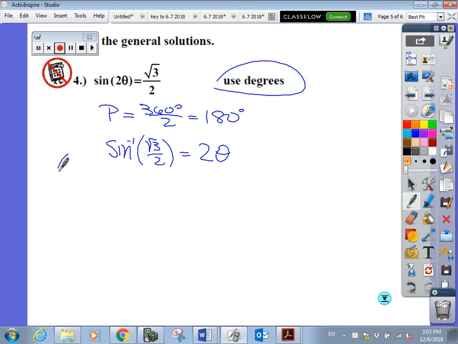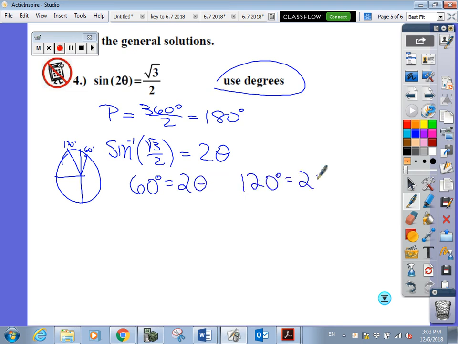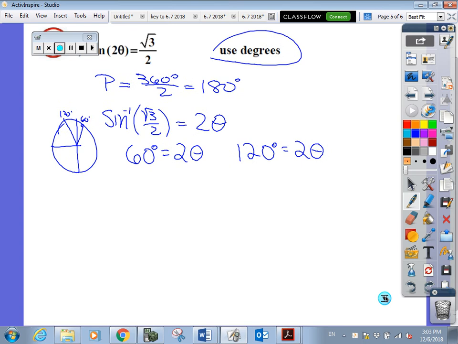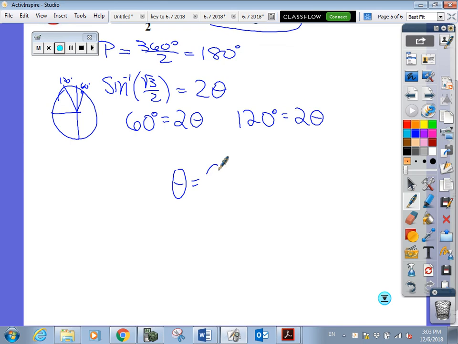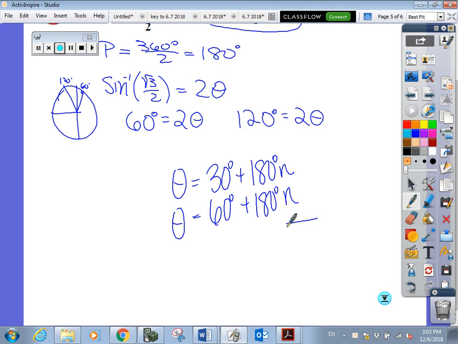All right, so there are two places this happens. This left side happens at 60 and at 120. So we can say 60 degrees equals 2 theta, and we can say 120 degrees equals 2 theta. And then it asks for general solutions, so we just divide by 2 and we get our answers. Theta equals 30 degrees plus the period n. Theta equals 60 degrees plus the period n. And there are your general solutions.